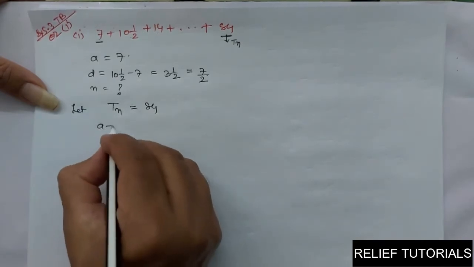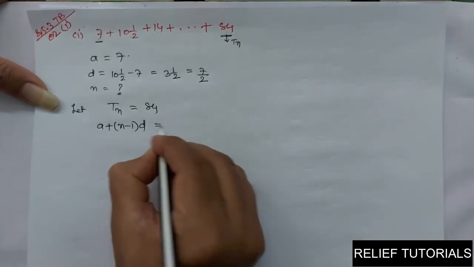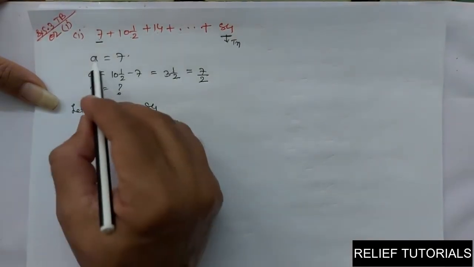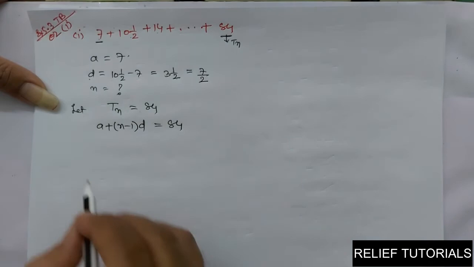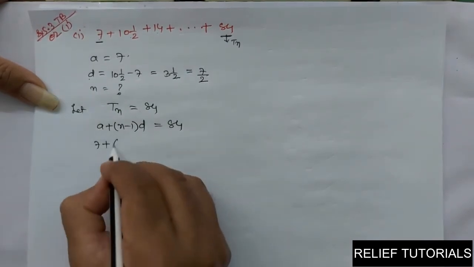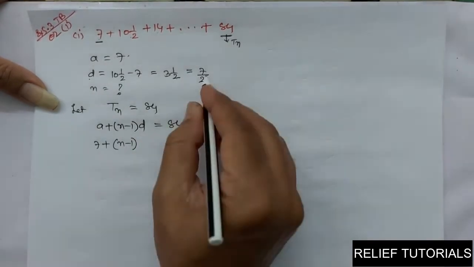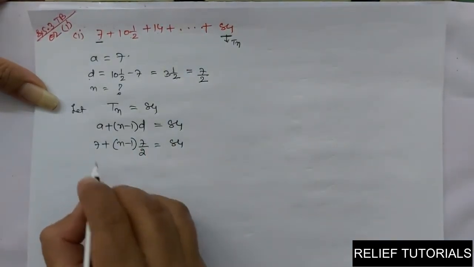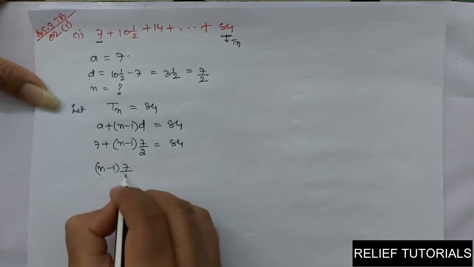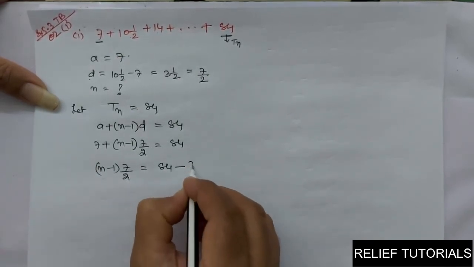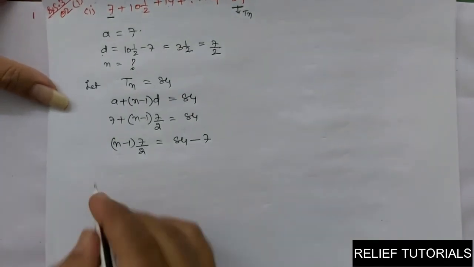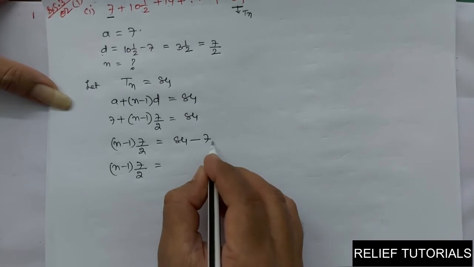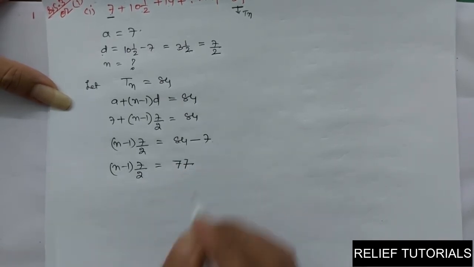You know how to find Tn? So a plus n minus 1 into d is equal to 84. And I told you, in order to find the nth term you require only two things, a and d, both of which we have. So a is 7, plus n minus 1, the difference is 7 by 2, is equal to 84. So now n minus 1 into 7 by 2 is equal to 84 minus 7. Clear? So what will be the answer? 77.